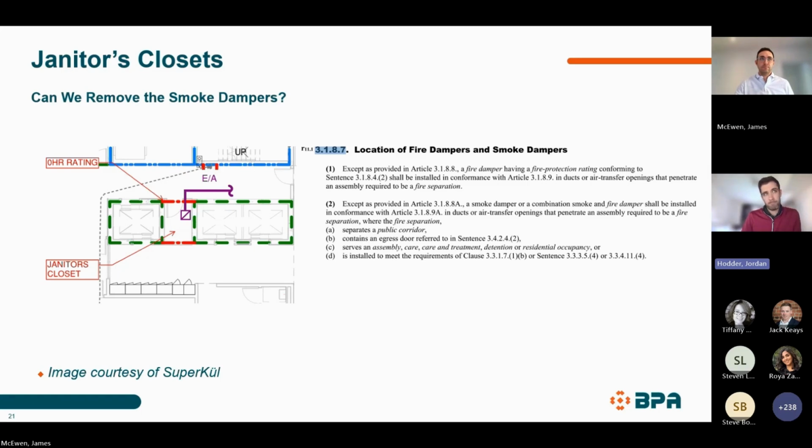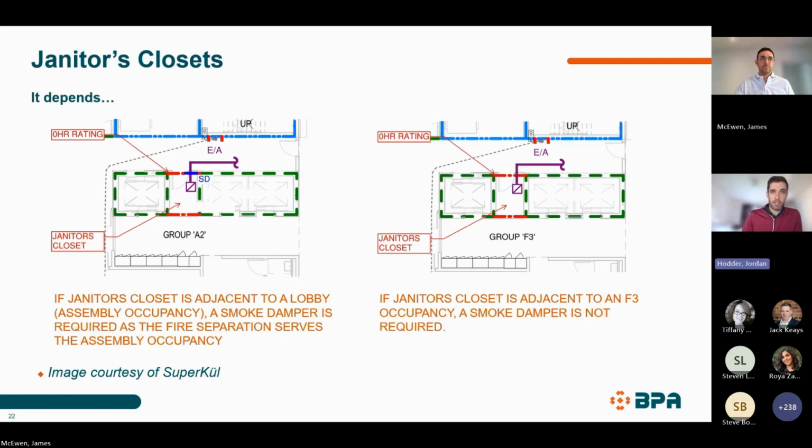If you want to go to the next slide. On the left-hand side, if the adjacent space is in assembly occupancy, so group A2, that goes back to one of the 4 requirements. It is required, smoke dampers needed. It serves an assembly occupancy. On the right-hand side, though, if it's an F3 space and it's a mechanical room, for instance, you don't need a smoke damper because you're not serving an F3 space.